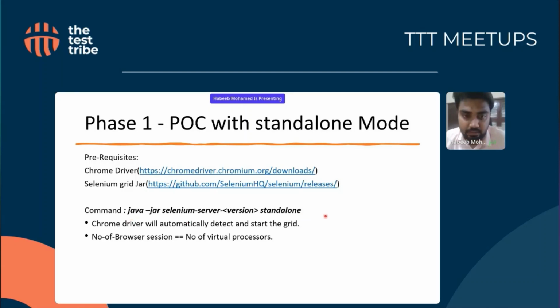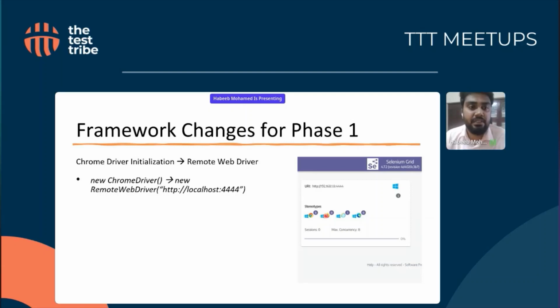When Selenium Grid starts, it will automatically detect the drivers available on the machine, and it will also detect how many virtual processors the machine has, and assign that number of browser sessions to the particular machine, or node. As I mentioned, we had to make a few framework changes, and they were very minimal. Initially there was a Chrome driver initialization, and we just had to move it to the remote driver initialization.